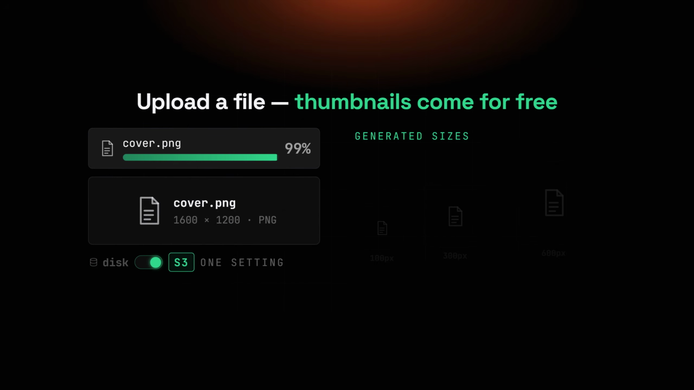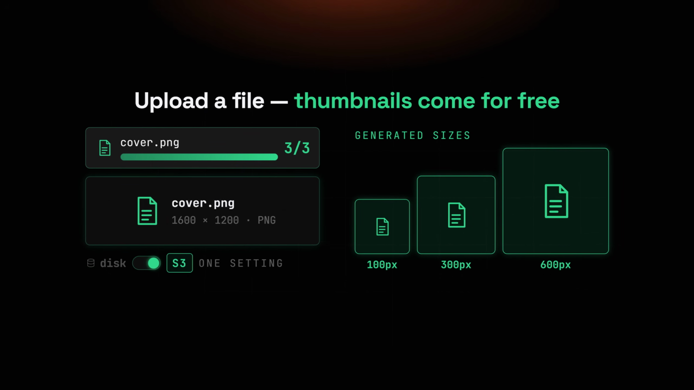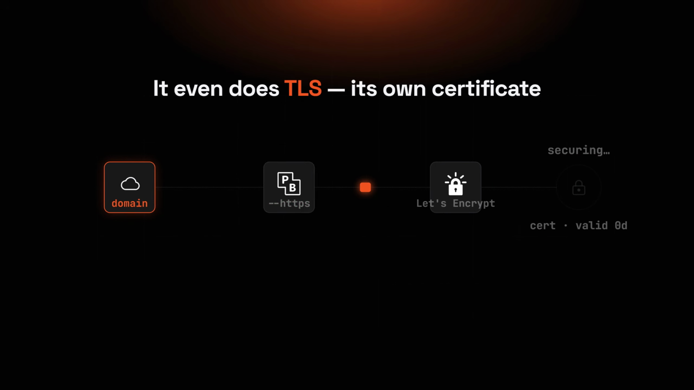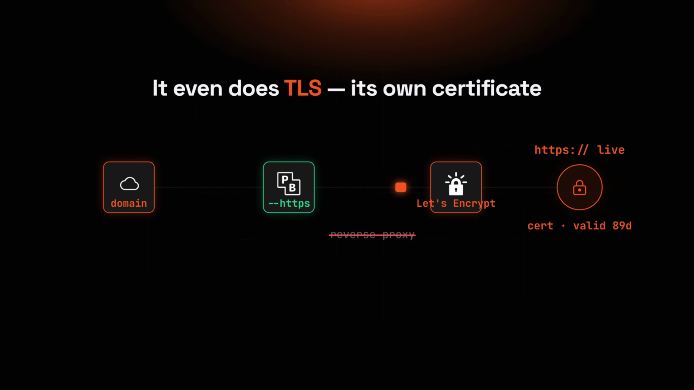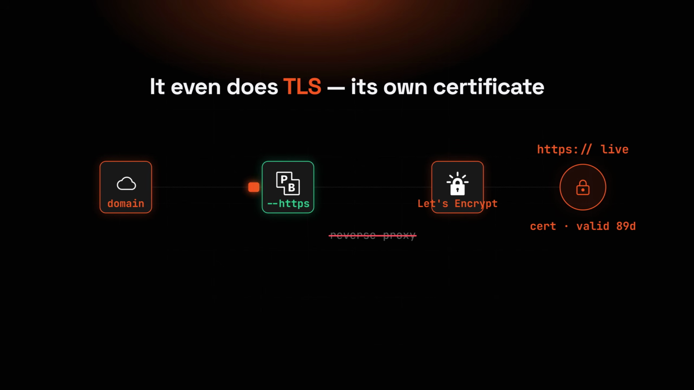Even file handling is covered. Upload an image and PocketBase stores it and generates the thumbnail sizes you ask for, served right from the API. No image processing service, no separate CDN. It writes to local disk or to S3 on one setting, and it even does TLS. Point a domain at the server, run the binary with the HTTPS flag, and PocketBase fetches and renews its own Let's Encrypt certificate. A fresh box goes to a secure running app with no reverse proxy in front of it.